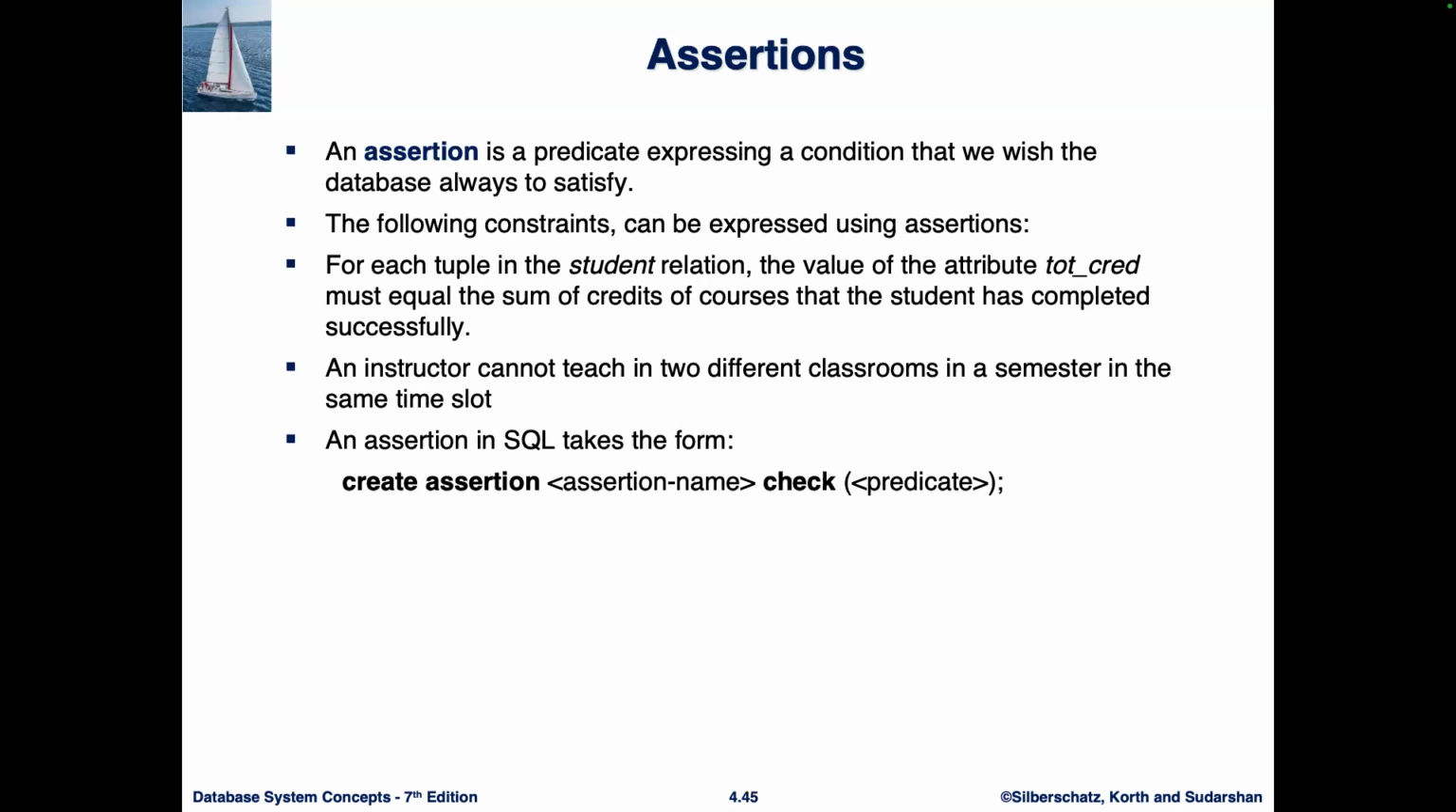And another example is to prevent an instructor from teaching in two different classrooms at the same time. We can assert that no instructor teaches in two different classrooms using the same time slot within a semester. So for the syntax of an assertion, you write it like create assertion, then the assertion name, and then check the predicate.